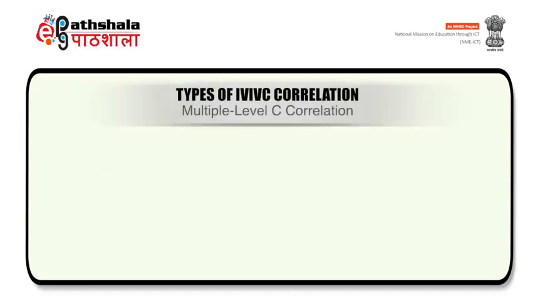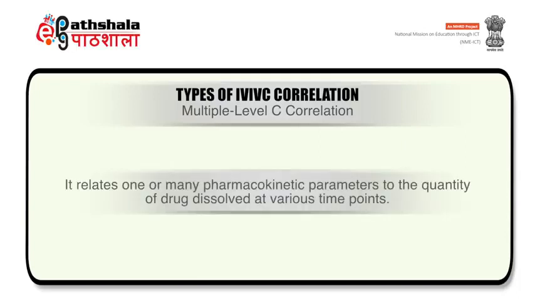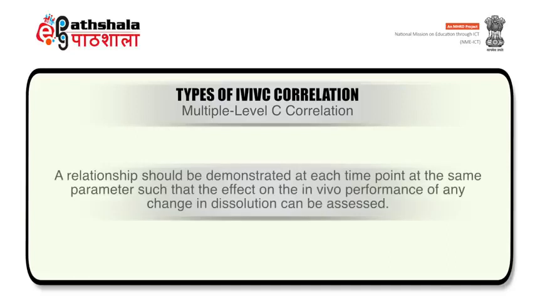Now, multiple level C correlation. Due to the involvement of multiple time points, multiple level C is more reproducible than level C. It relates one or many pharmacokinetic parameters to the quantity of drug dissolved at various time points. A relationship should be demonstrated at each time point for the same parameter, such that the effect on in vivo performance of any change in dissolution can be assessed.